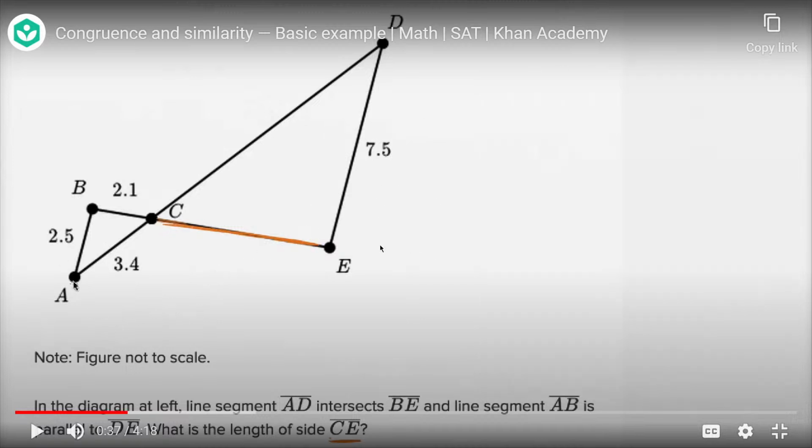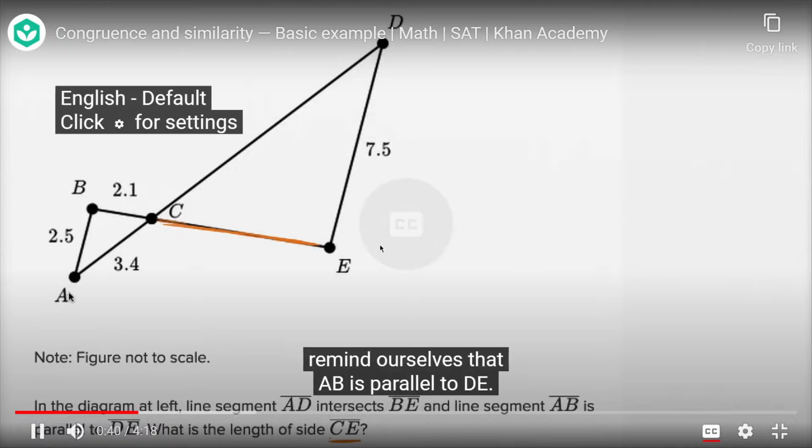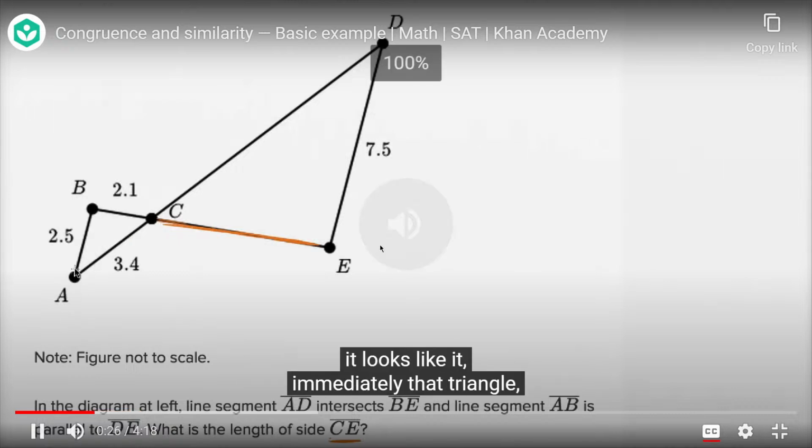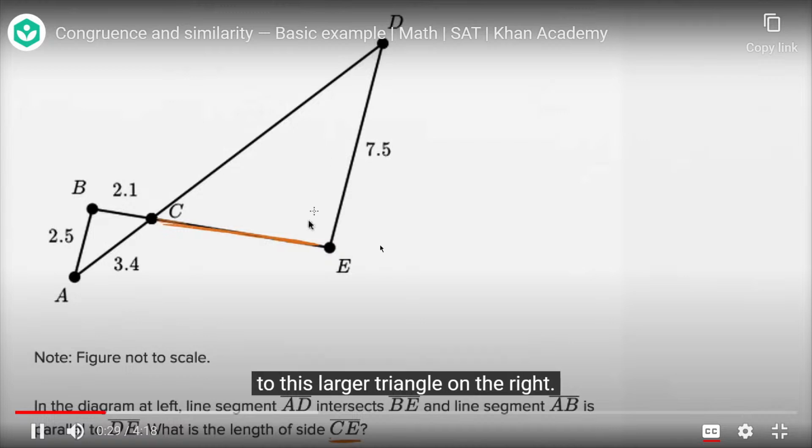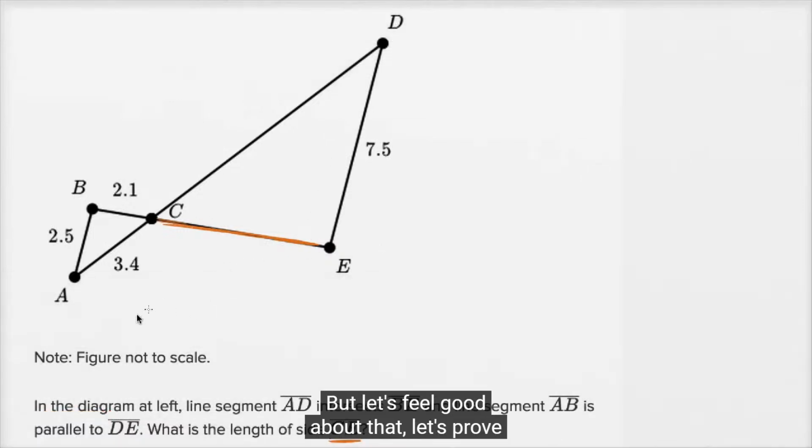And to help ourselves prove that, we're going to remind ourselves that AB is parallel to DE.